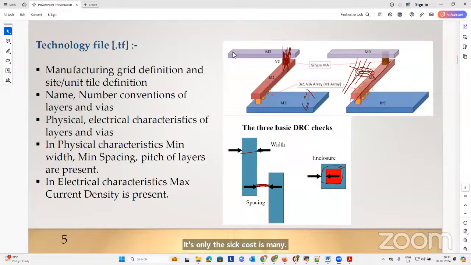So this is how VLSI engineers are very costly and are paid very high. The electrical characteristics like max current density are present. As I have told you, each and every metal has some width and length, so it has some RC or RLC properties: resistance, capacitance, and inductance. Based on that, it will have current density. To maintain that current density, we need to draw the layout very perfectly.